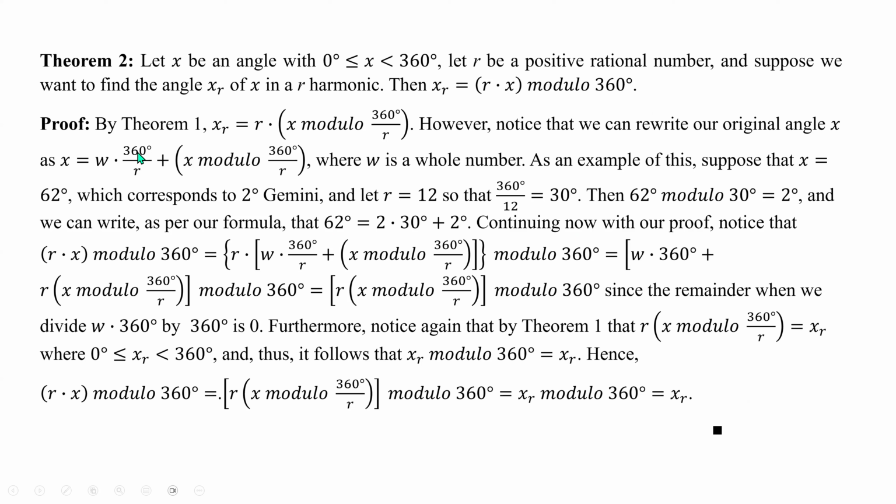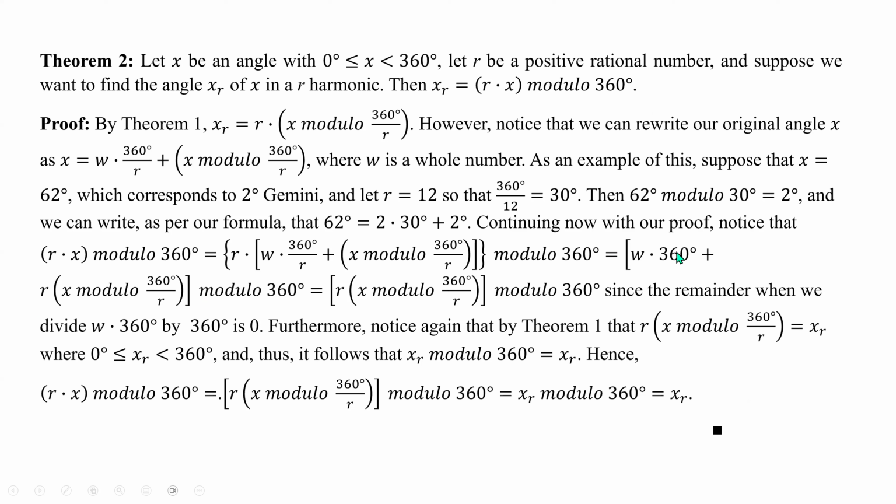Okay? Now, continuing with our proof, notice that r times x modulo 360 degrees, well, r times x is going to be r times this expression I have up here. So we take r times that expression inside our brackets, and then you can multiply through by r. R over r cancels. You get r times this expression in parentheses, and you wind up with w times 360 degrees plus r times x modulo 360 degrees over r, this part being in parentheses. And whatever all of this in brackets comes out to be, you reduce that modulo 360 degrees.